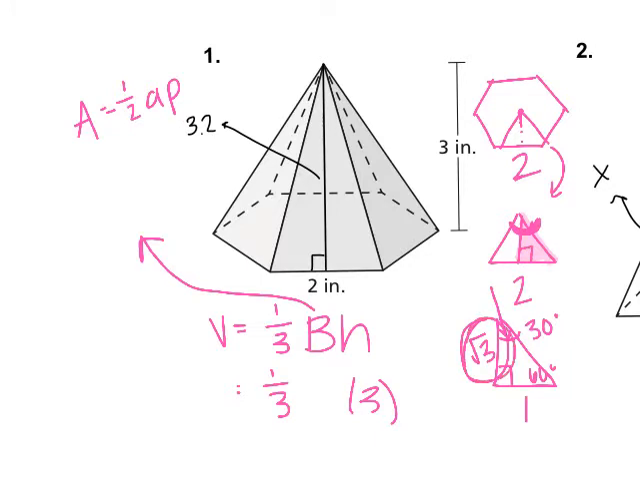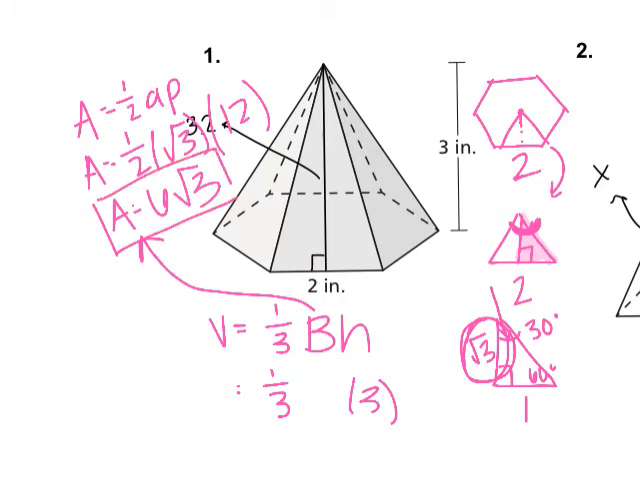I know, crazy. So area is going to be equal to one half times my apothem of radical 3 times, now I need to find my perimeter. What would my perimeter be of my base? Good, 12. 2 times 6. So my area is going to be 6 radical 3. I'm going to leave it like that just because I'm about to plug it into something else. That is the area of the base, so I'm going to drop it right here.